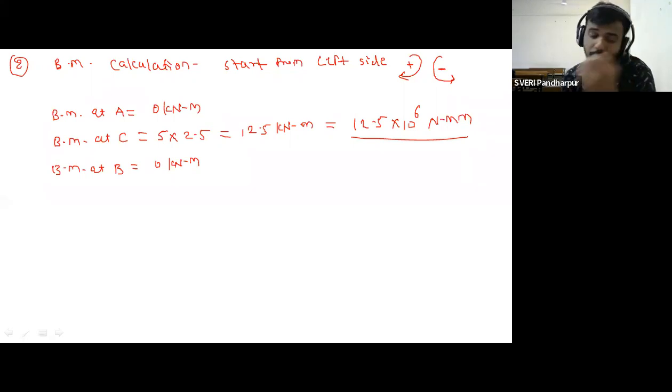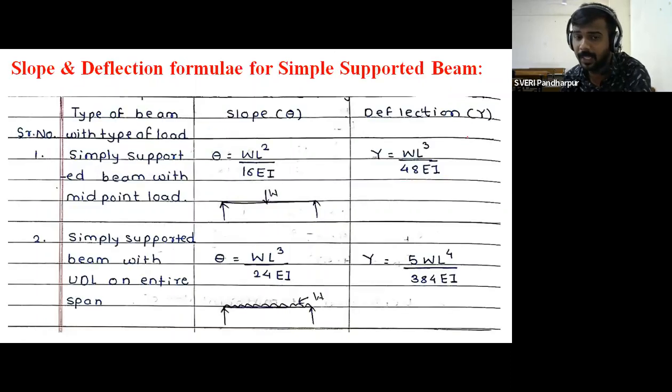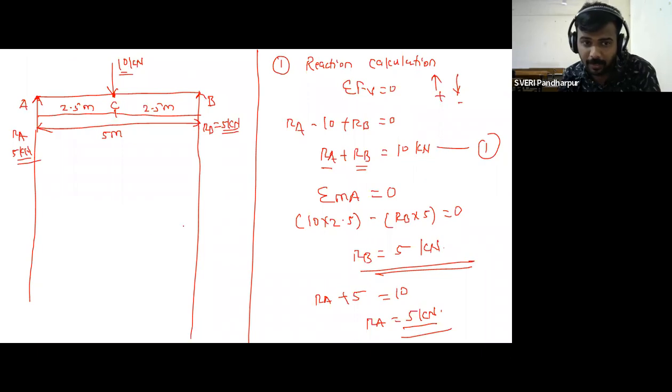So BM at A 0, BM at B 0, and BM at C. It is maximum bending moment point, correct? A ला पण 0 आहे आणि B ला पण 0 आहे, तर C ला काय झाला तो maximum झाला. So you have to draw the figure. So this is your horizontal line. This is your point A. This is the center point C. This is the another point B.